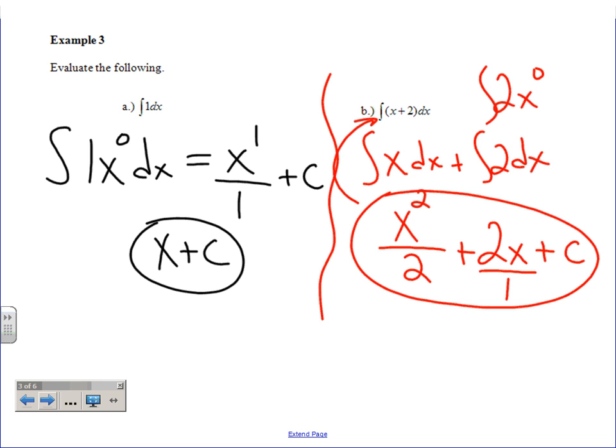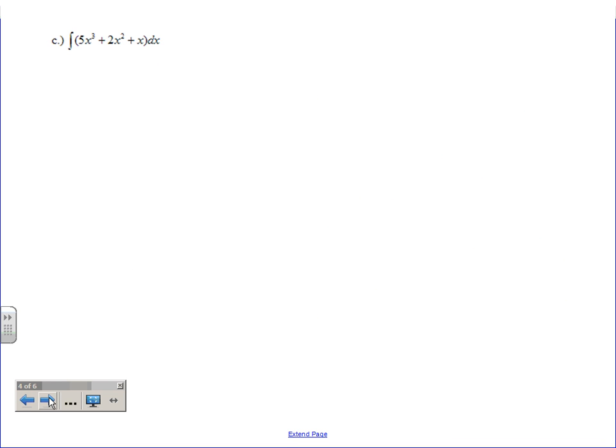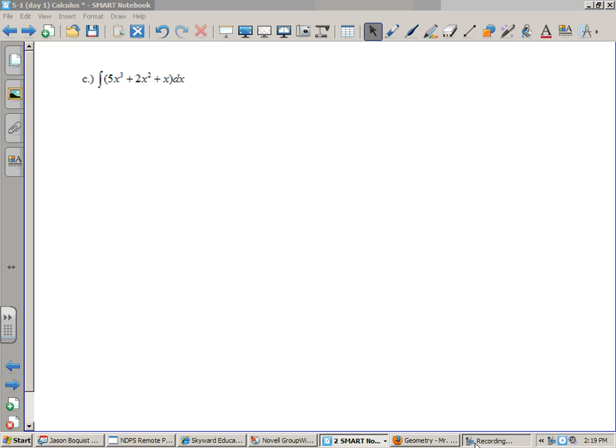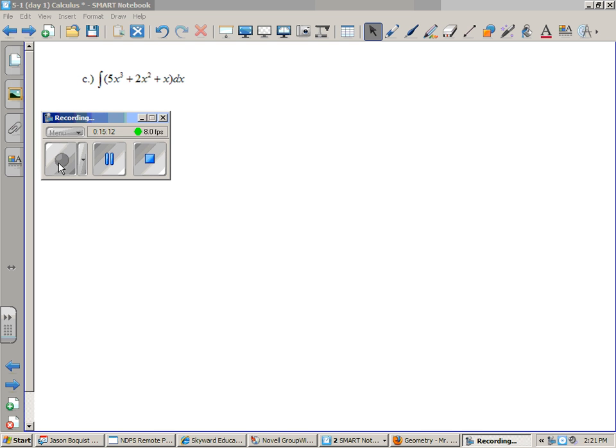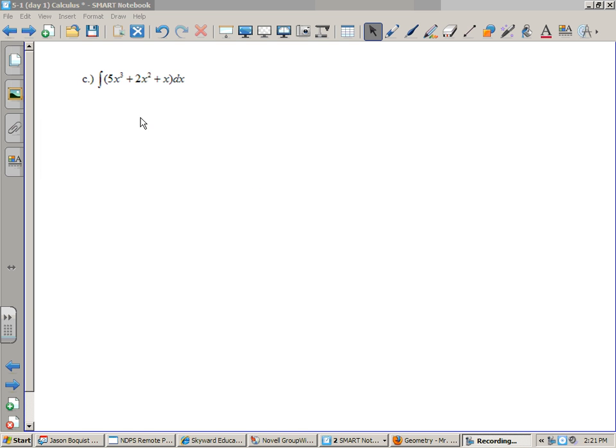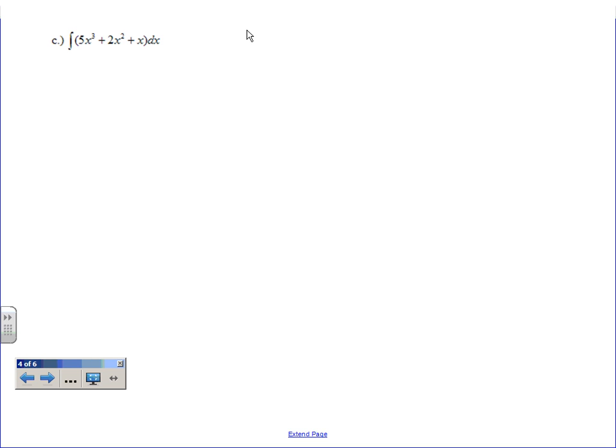I hope you figured out by now that we can continually take antiderivatives as long as we want, just like you could take derivatives as long as you want. But some antiderivatives are obviously much more complicated than others. Try letter C right now on your own, please. Well, let's see how you did. So you could separate them, and I noticed some of you as I went around didn't even bother with that, which is fine. And so basically you just took the antiderivative of this.